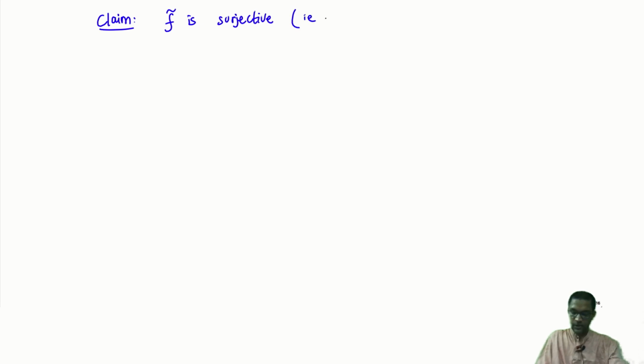Now here's the important thing. Our claim is that this is the map we want. Claim: F tilde is surjective. Recall, surjective just means onto. So we claim F tilde is an onto function. Why should F tilde be onto? Well, here's what we know. What does it mean to say that F tilde is onto? It means that the range of F tilde is the entire group S3. But observe, here's what we know about the range at least.